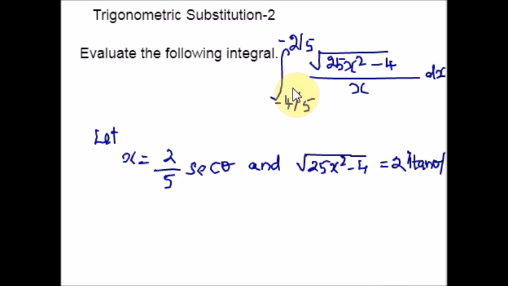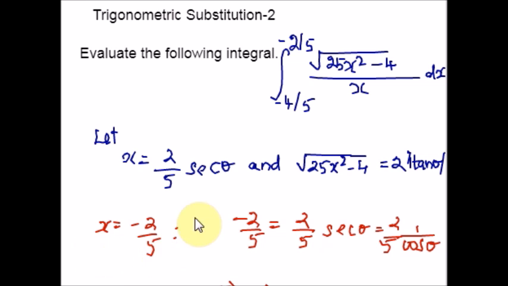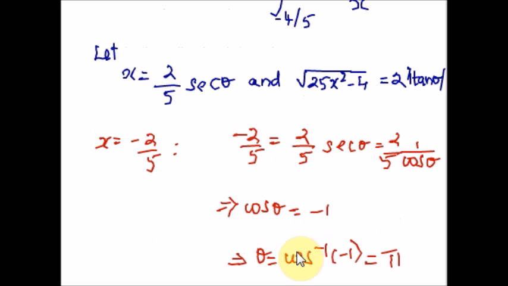So when x is equal to negative 2 over 5, this is how we find the theta value. Just plug in here, and we know that secant theta equals 1 over cos theta. If I multiply the entire equation throughout by 2 over 5, I'll get cos theta equal to negative 1. You can also do the calculation part and check. I'm getting cos theta equal to negative 1. So if I take cos inverse on both sides, I'll get theta equal to pi.